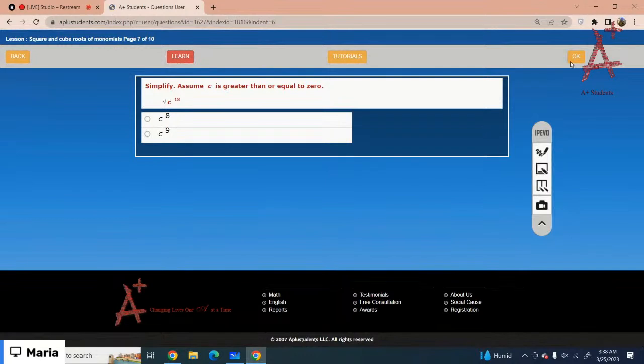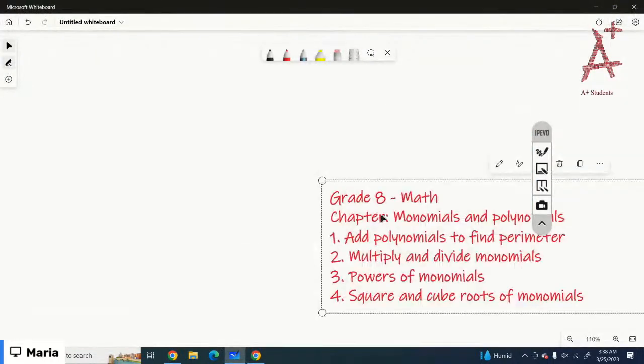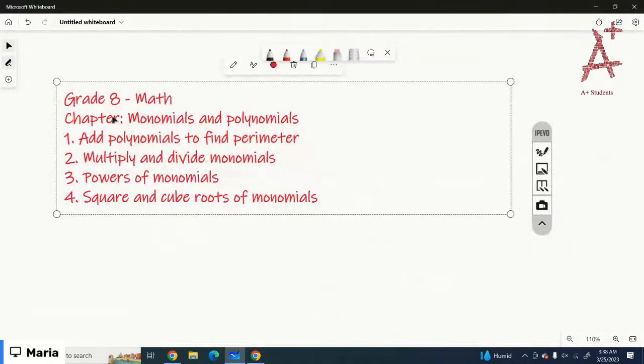Okay, you can complete the test by yourself later today. So we're working on grade 8 maths. The chapter we're working on is monomials and polynomials. The lessons we have covered today are add polynomials, multiply and divide polynomials, powers of monomials, and square roots and cube roots of monomials. Got it? So you have to complete all the test questions for the lessons we did today.